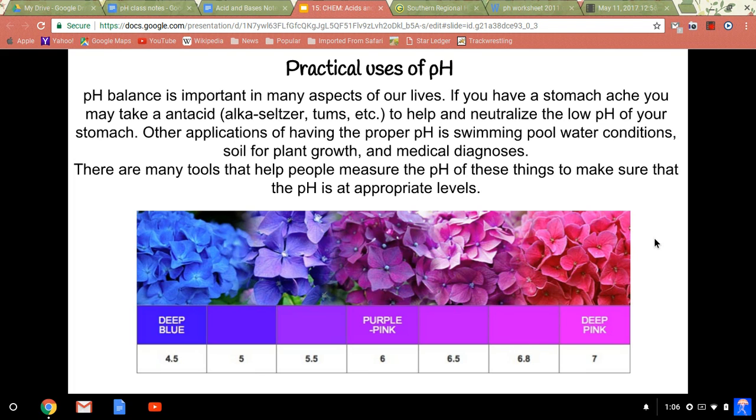You may have had a stomach ache before and been told to take a Tums or an Alka-Seltzer or something like that. That's called an antacid. It helps to neutralize the acid in your stomach. So your stomach acid is in overdrive. You might have a tummy ache. You take an Alka-Seltzer or Tums, and that's really basic. So it helps to neutralize what's going on in your stomach and get your pH back to a normal level in there.